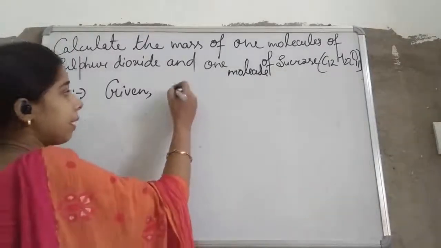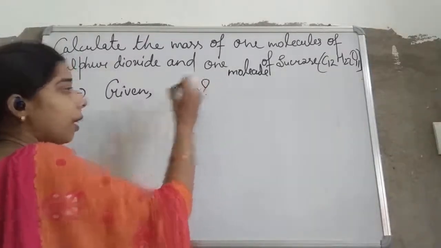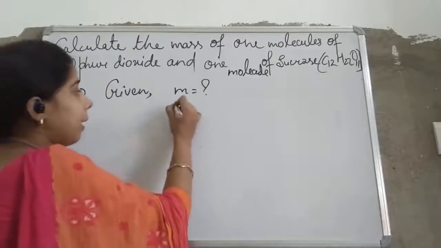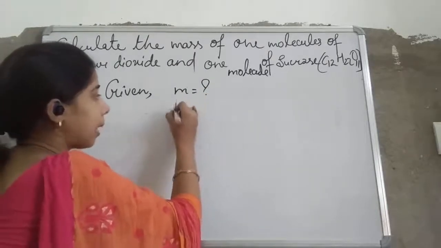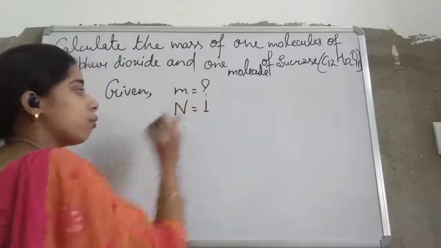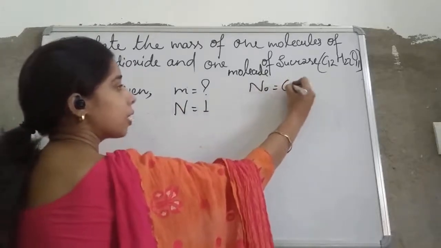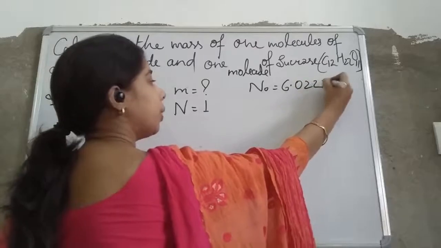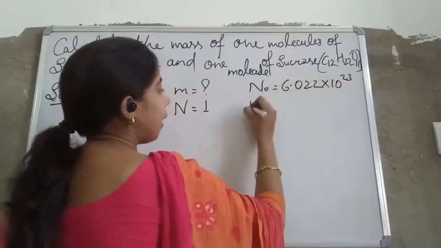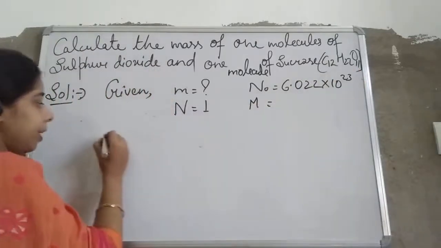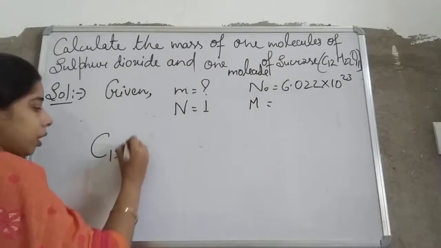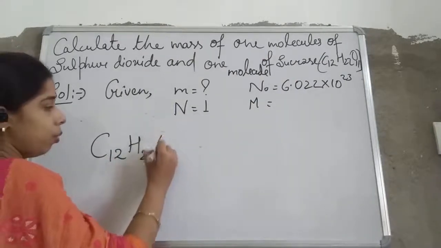What is given there, students? Small m we have to find, capital M we will find. N naught, I am writing here, is 6.022 into 10 to the power 23, and capital N we can find. So the molecular mass of C12H22O11.